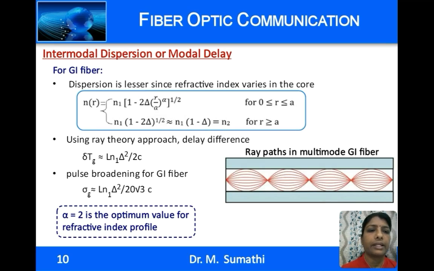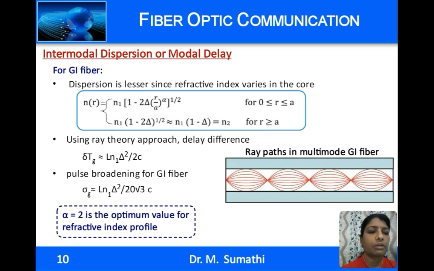Next, looking into a graded index fiber. Compared to a step index fiber, the intermodal dispersion for a graded index fiber is lesser. Let us see why. Because for a graded index fiber, the refractive index in the core varies radially. Therefore, we know the ray that passes along the axis of the fiber travels the shortest distance, and in a graded index fiber, the refractive index in the core is the maximum, and it reduces as we move outward radially.